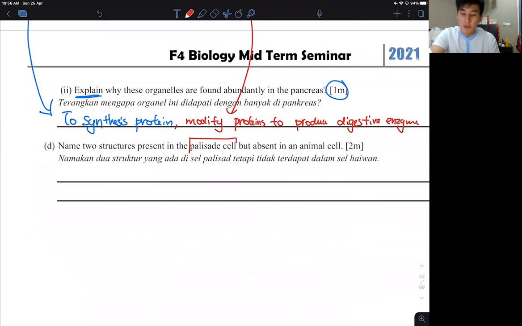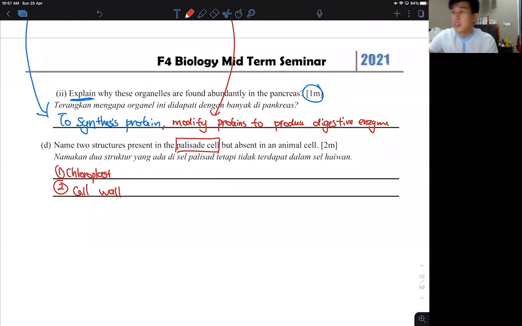So two structures present in palisade. Palisade is the leaf's cell, right? Absent in animal cell. So number one, obviously, is chloroplast, definitely. And what else do plant cells have that animal cells don't have? Cell wall. Easy, this one. Simple as that.